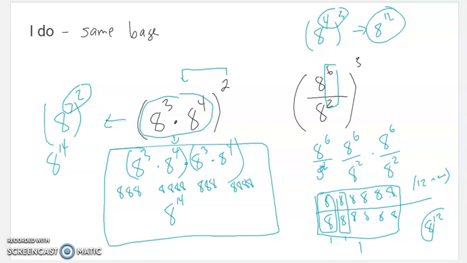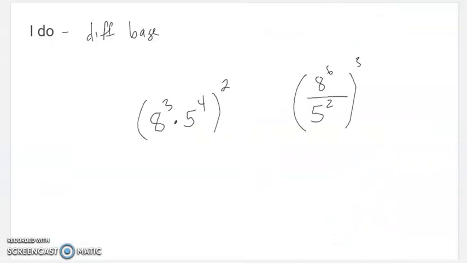So that's if they all have the same base. What if they have a different base? Like here, it's 8 times 5.